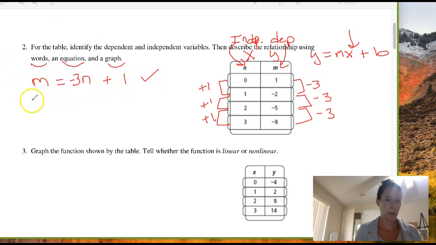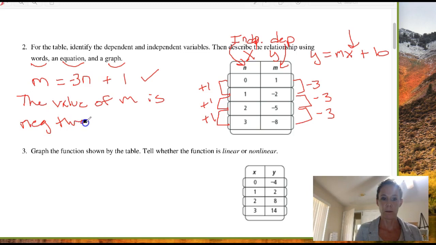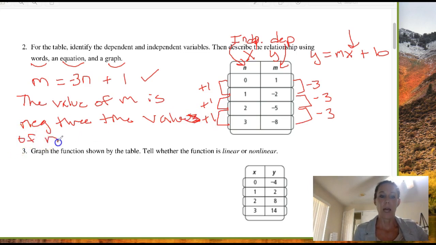In words, I would say the value of m is -3 times the value, sorry, the writing is horrible on this. It's -3 times the value of n plus 1. And that's how I'd say that in words.